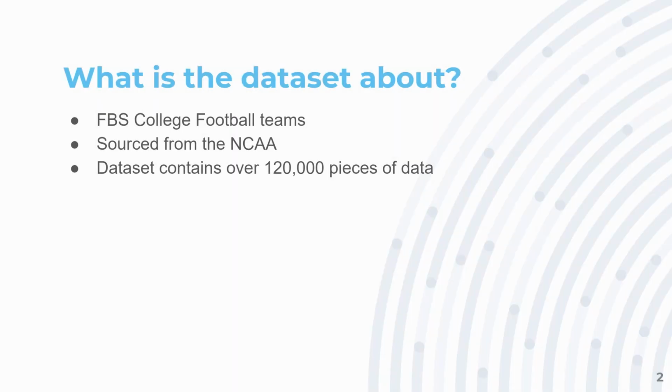So, what is my dataset about? The dataset basically covers all sorts of information regarding FBS college football teams and their performance through the years of data collection, which is 2013 through 2020. The data is sourced from the NCAA webpage and brings insight into each team's performance for each year through many different metrics and aspects of football, containing over 120,000 pieces of information in the dataset.